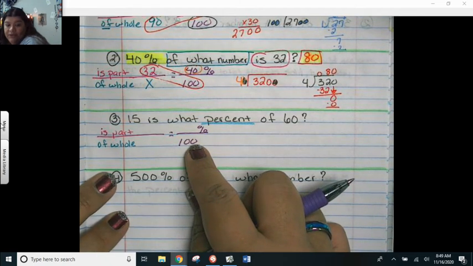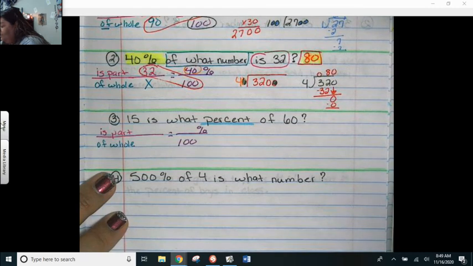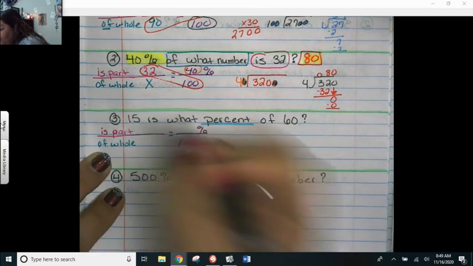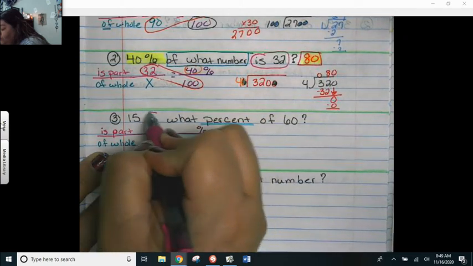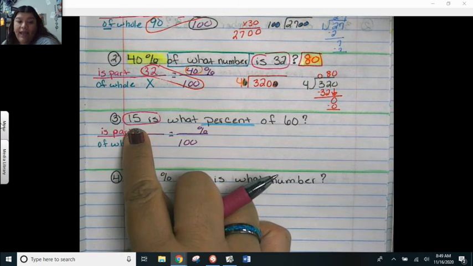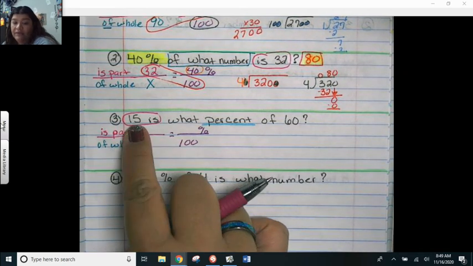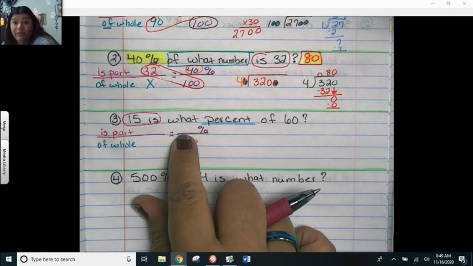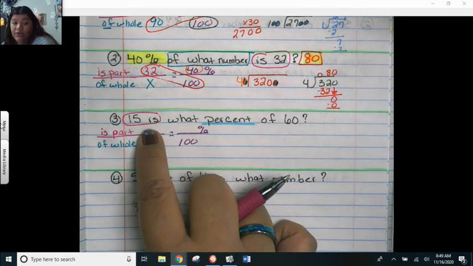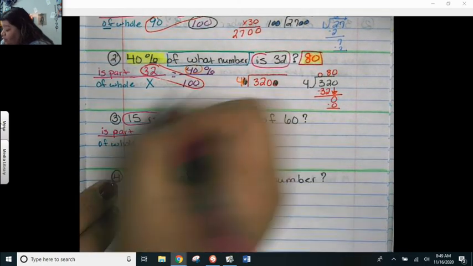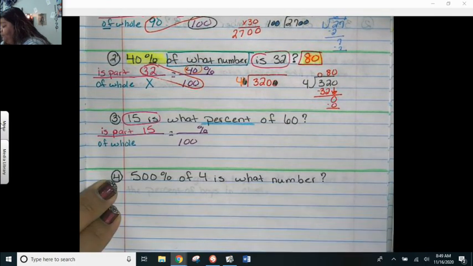Now, let's go searching. Is. I see the word is here, and I see the number 15 before it. Now, I know this 15 does not belong to of. I don't see the word of next to it. I know it does not belong with a percent because I do not see a percent sign next to it. So the only word I see next to 15 is the word is, so that's where it's going to go. Right there. Now we keep going.